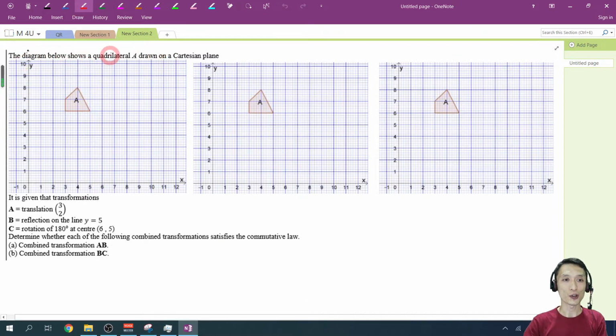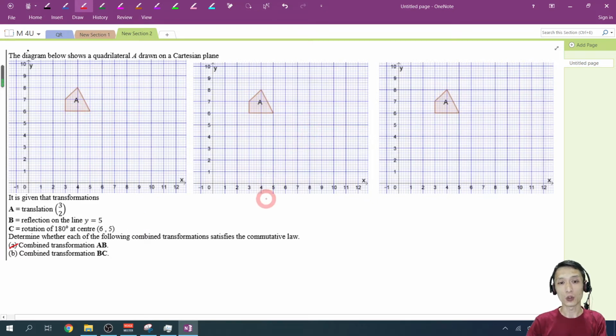The diagram below shows a quadrilateral A drawn on a Cartesian plane. So here we have a few transformations. A is a translation (3, 2). B is a reflection on the line y equals 5, and C is a rotation of 180 degrees at center (6, 5). We want to determine whether each of the following combined transformations satisfies the commutative law. Okay, let's look at part A first. We want to determine whether this combined transformation AB satisfies commutative law or not.